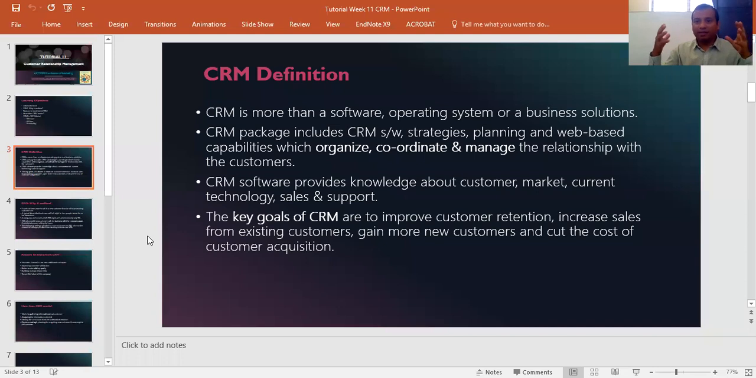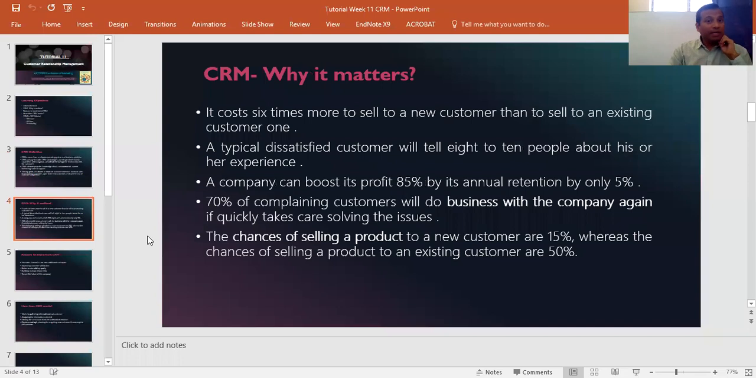So with this starting consideration of understanding of CRM, let's see why CRM matters. All these 5 points listed here on the screen are from research findings. They are the findings from a big marketing agency or marketing research firm, mostly from the US context. So try to analyze what messages they are trying to convey.